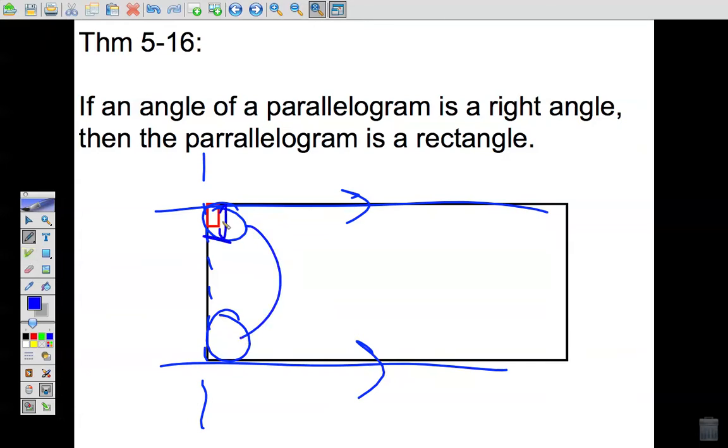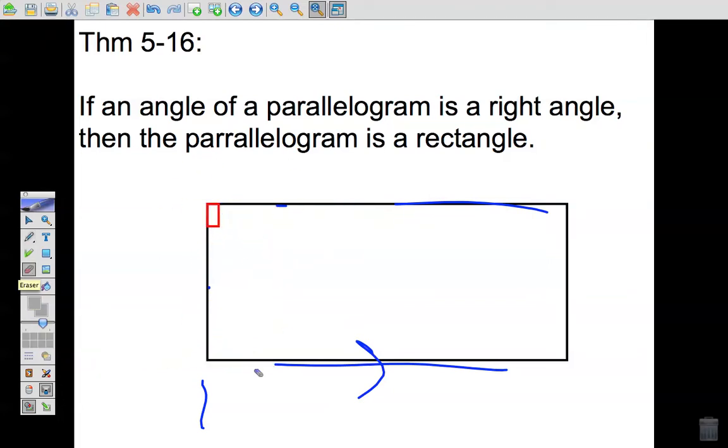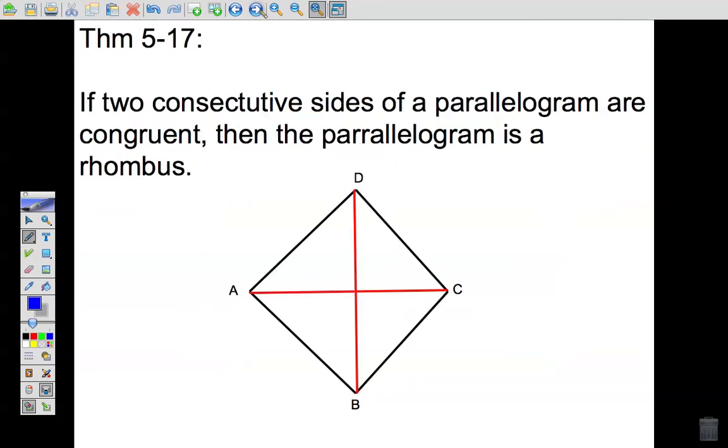Now if this is a transversal, these angles are same side interiors, which means they're supplementary. So if this is 90, this one has to be 90 in order to add up to 180. And you can do that with all the sides so that eventually all these angles are right angles. So in a parallelogram, if one angle is a right angle, they're all right angles. And that comes in helpful in identifying if a figure is a rectangle, because if it's a rectangle, then we can use some other theorems for it. Okay, theorem 517. Pause this.